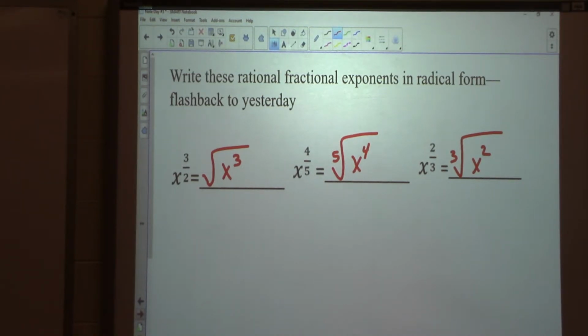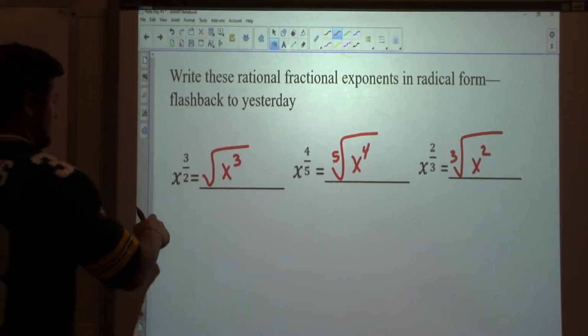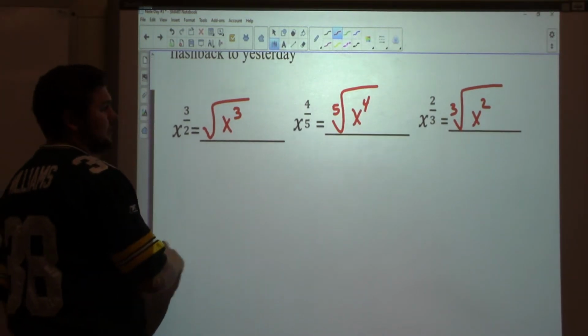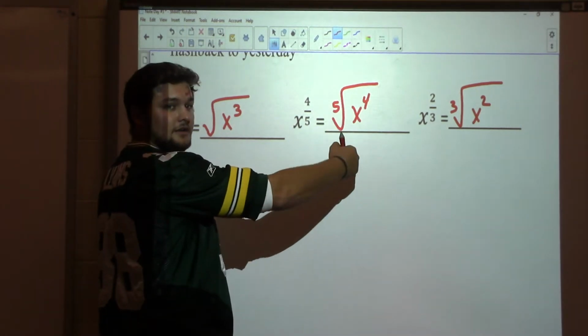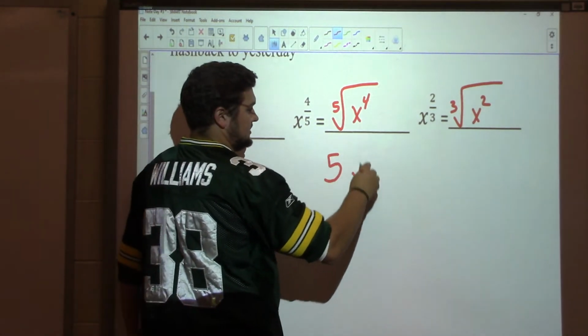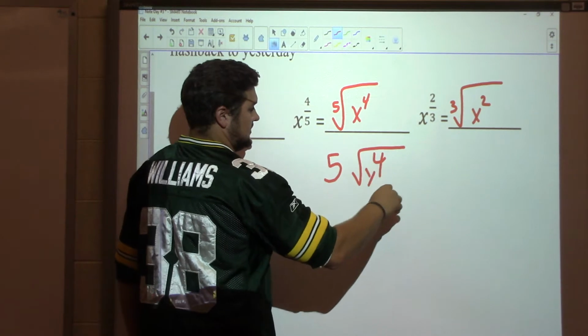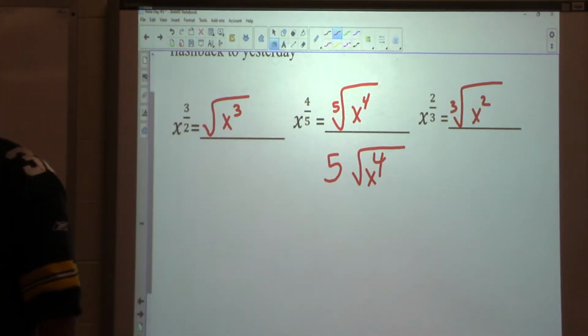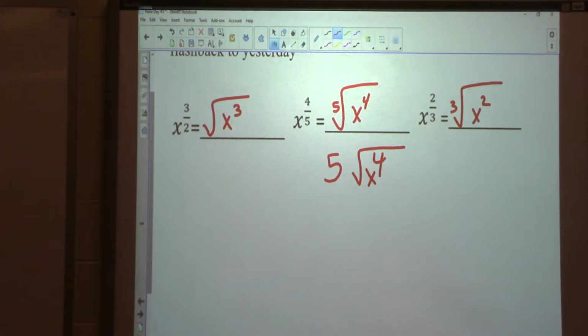Did we get them right? Yeah. Guys, one thing I want to be really particular about, last hour I had some people do this, and I want to make sure it doesn't happen. If we look at the second one, this is our answer, right? Is that the same as that? No, right? That means 5 times the square root of x to the 4th.